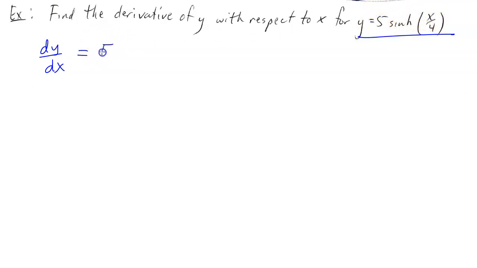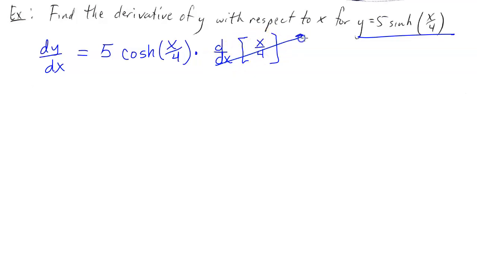So we know that we can ignore the 5. The derivative of sinh of blah is just cosh of blah. And then we multiply that times the derivative of the inside function with respect to x. And of course, there's an understood 1/4 here. So all that we're doing is taking the derivative of x with respect to x. So all of that just ends up being 1/4. So our final answer here is just 5/4 cosh of x divided by 4. And that will be the answer to this particular question.